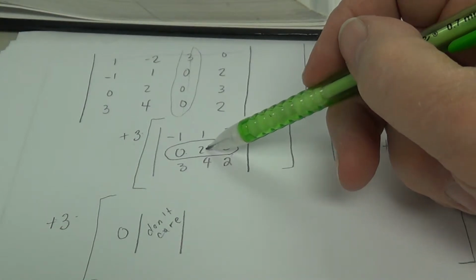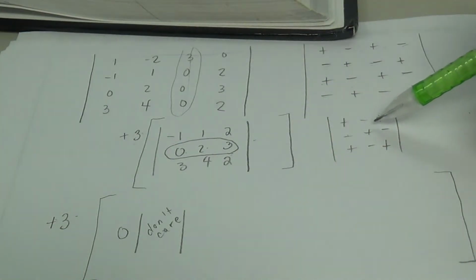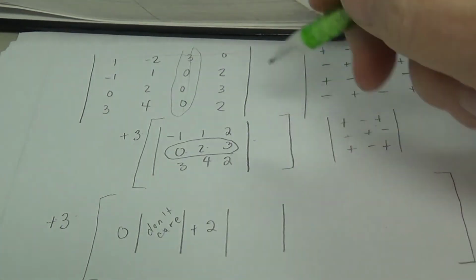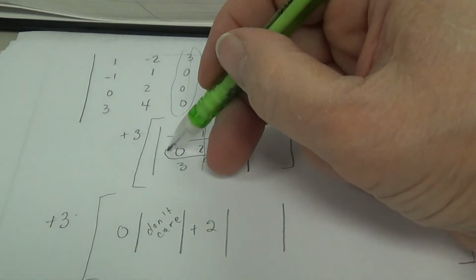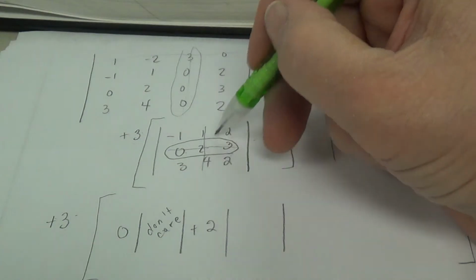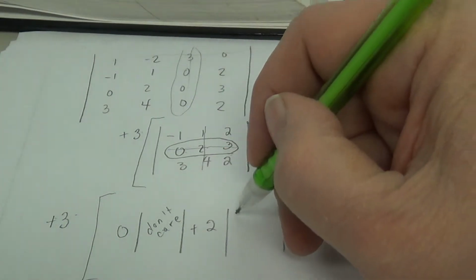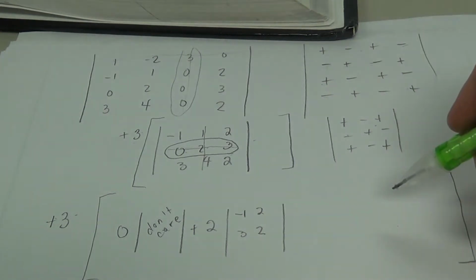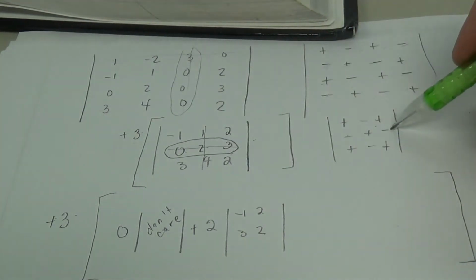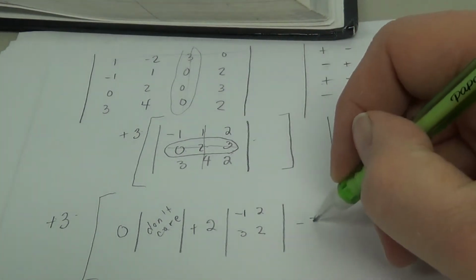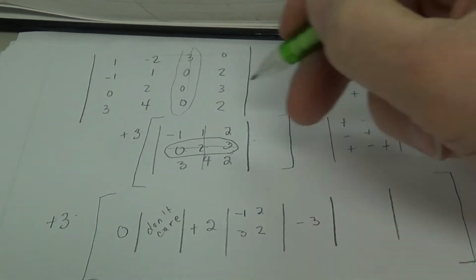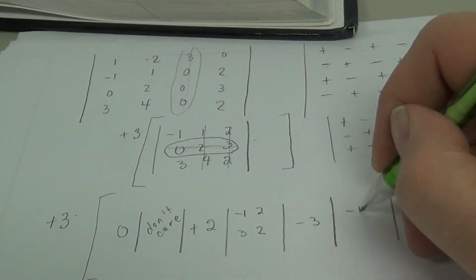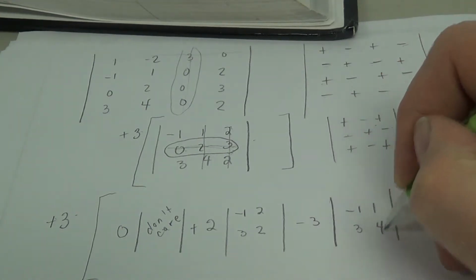Now I'm going to go to the 2. Notice the 2 is in the plus position, so it's plus 2. What matrix does it relate to? I eliminate the row and column that 2 is in, and I'm left with negative 1, 2, 3, 2. And I'll set up the next one as well. So I have a 3, it's in the negative position, and when I eliminate that row and column, I have negative 1, 1, 3, 4 left.